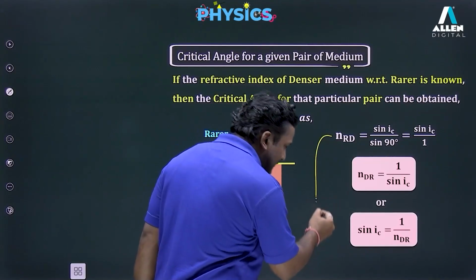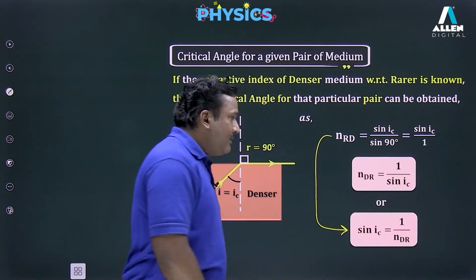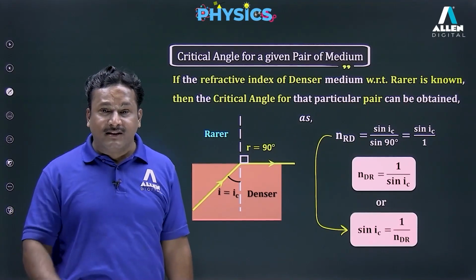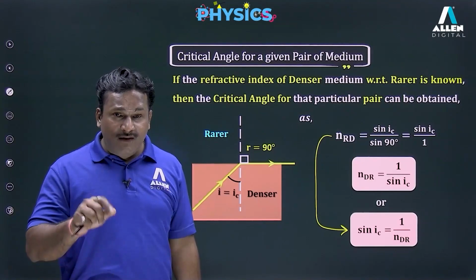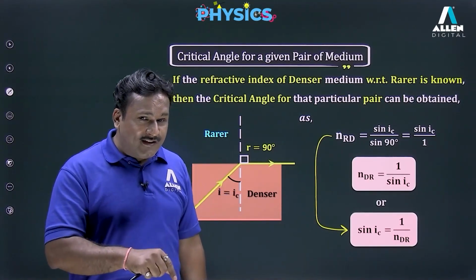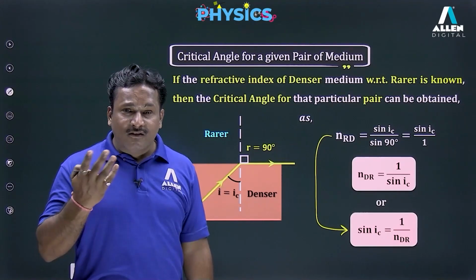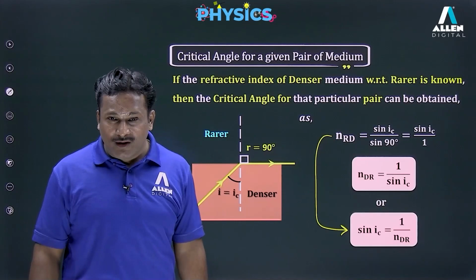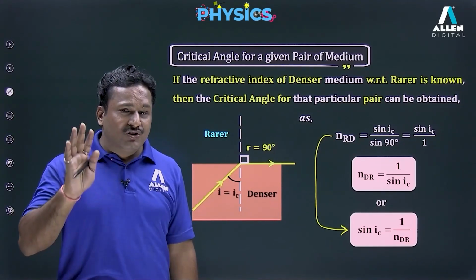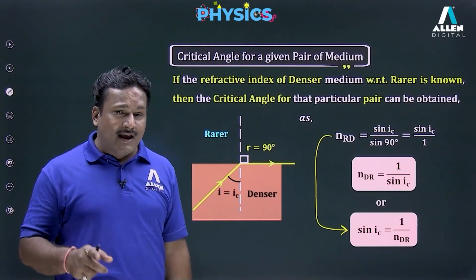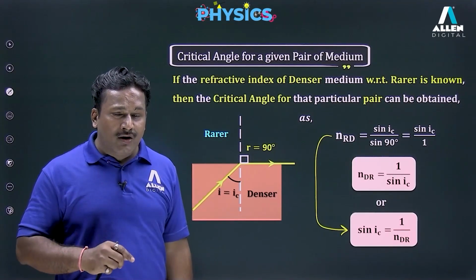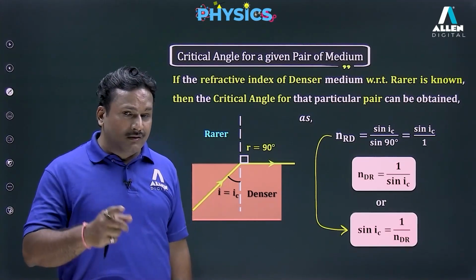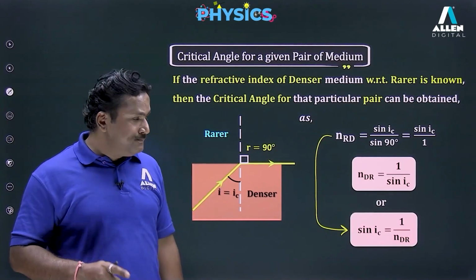Straight away from here I can get sin IC equals 1 upon the refractive index of denser with respect to rarer. That means if I know the refractive index of the denser medium with respect to rarer, straight away I can obtain the value of the critical angle from this formula. Utilizing Snell's law, so conveniently we have obtained it. Correct? Sin IC equals 1 upon the refractive index of denser with respect to rarer. In some questions this will be useful, we'll see.